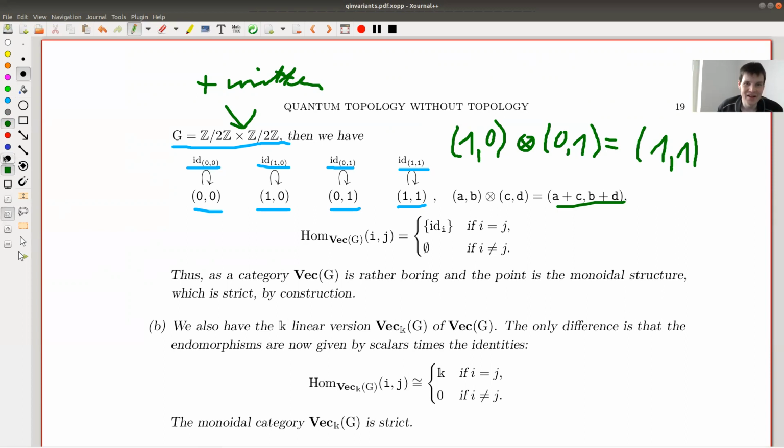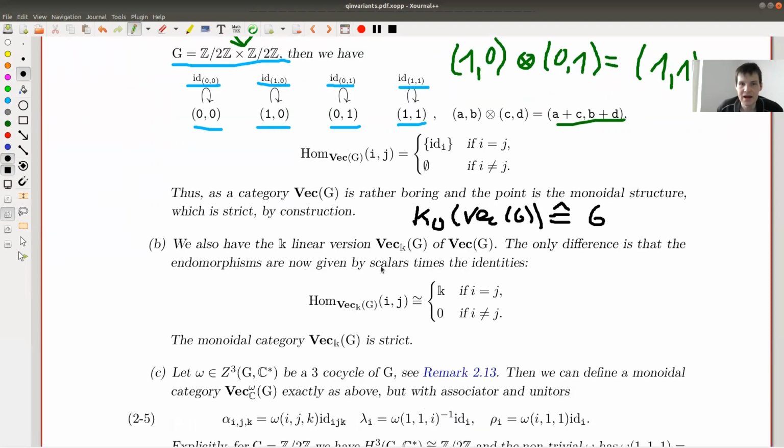As a category, this is rather boring. And it's not hard to see actually that K_0 of this thing is almost nothing to say. It's just G itself. I mean, that's not hard. There are K-linear versions, and I will always use these, because some classical idea in mathematics is that whenever you can K-linearize, you should. So let's just do it.